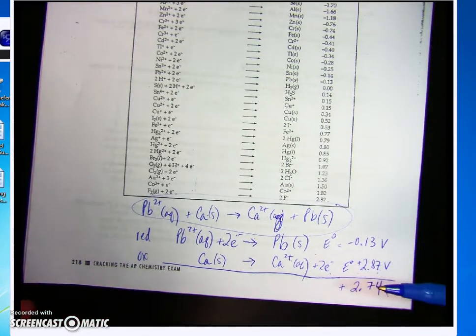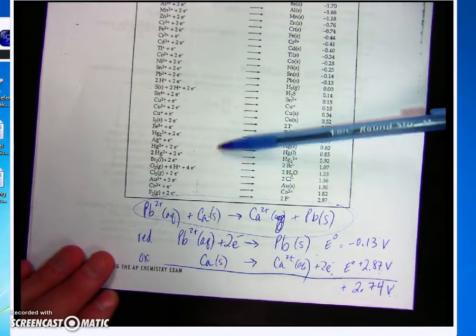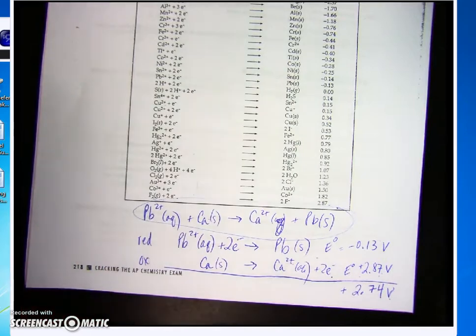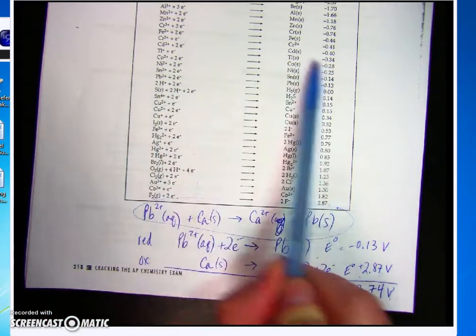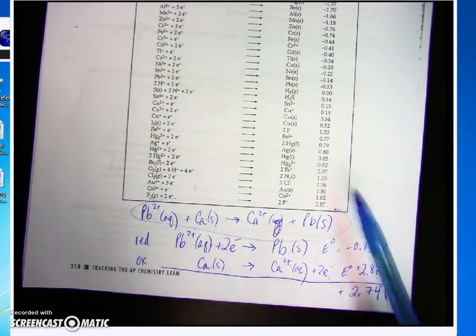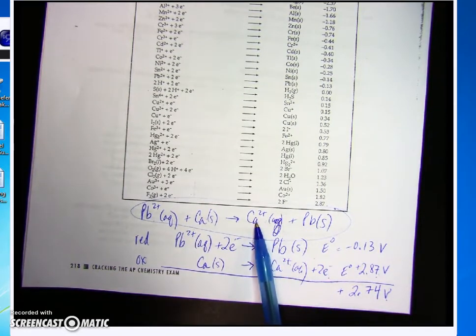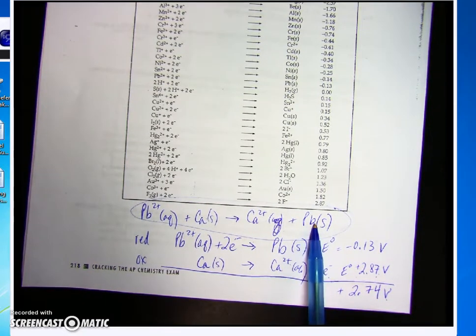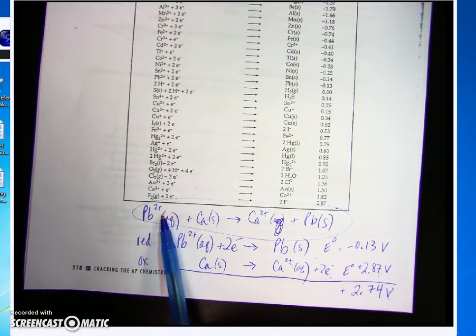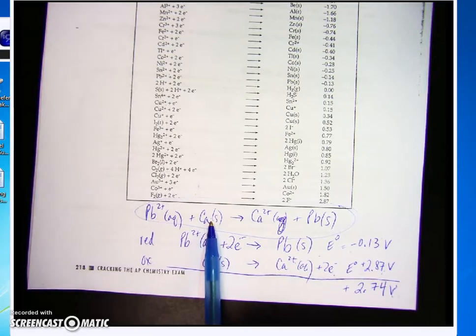Now, one of the things we learned was that you cannot write both of the reactions from the perspective of reduction. You have to reverse the direction of one of these reactions. Imagine, however, had we written it the other direction. Imagine if we had the calcium 2 positive and the lead solid as the reactants, and the lead 2 plus aqueous and calcium solid as the products.